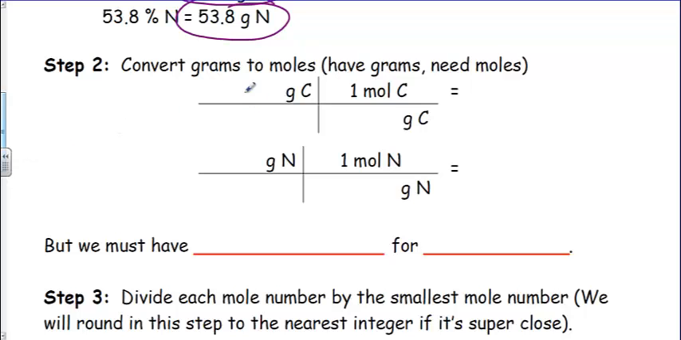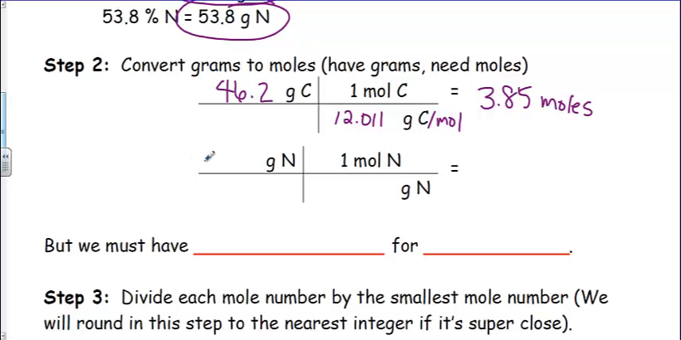So for carbon, we are given 46.2 grams. The gram formula mass, grams per mole of carbon, is 12.011. So what we simply do is divide 46.2 by 12.011 and we get 3.85 moles.